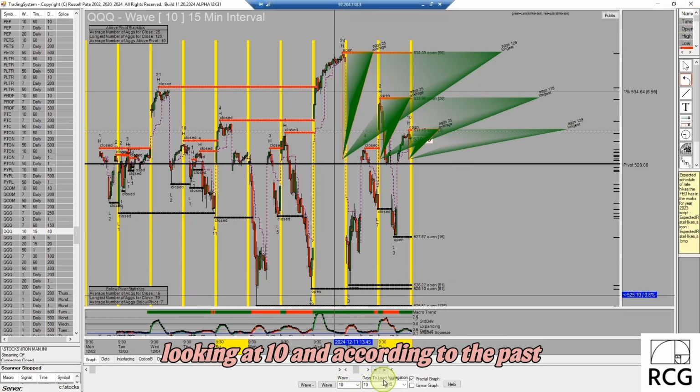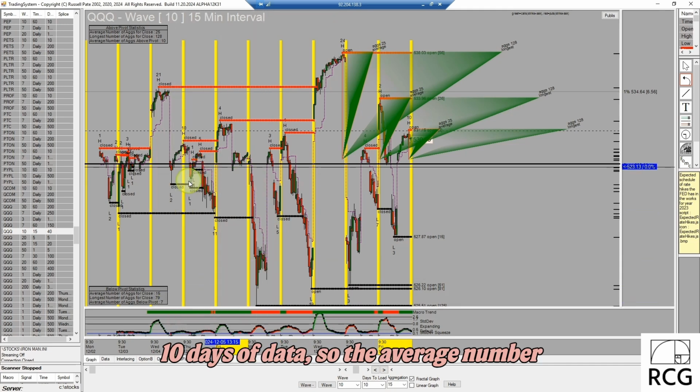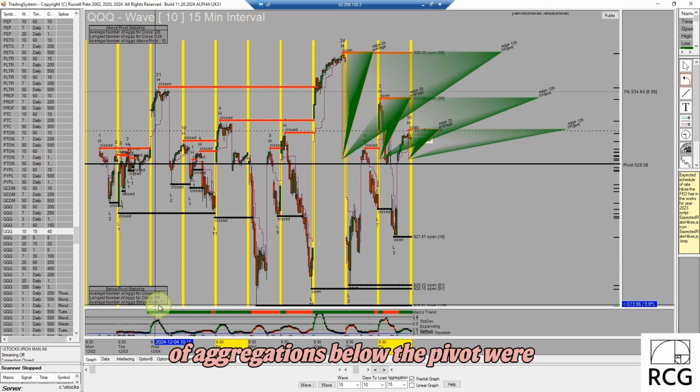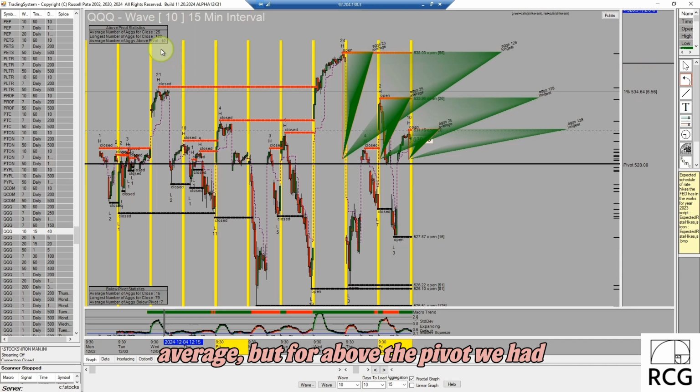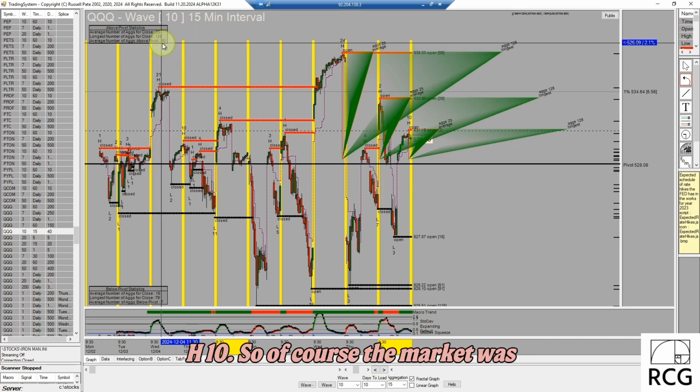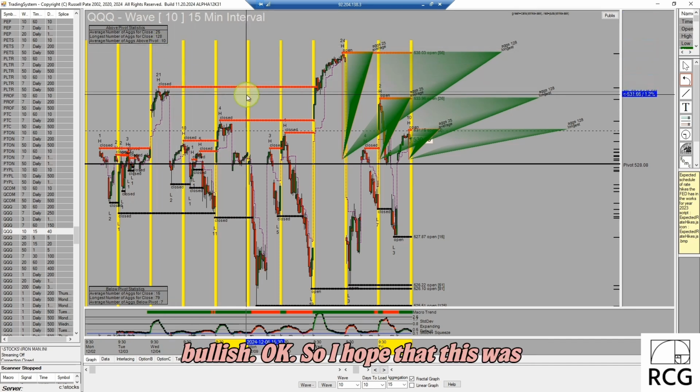For example, I'm looking at 10, and according to the past 10 days of data, the average number of aggregations below the pivot was 7. So basically we had L7 as an average, but for above the pivot we had H10. So of course the market was bullish.